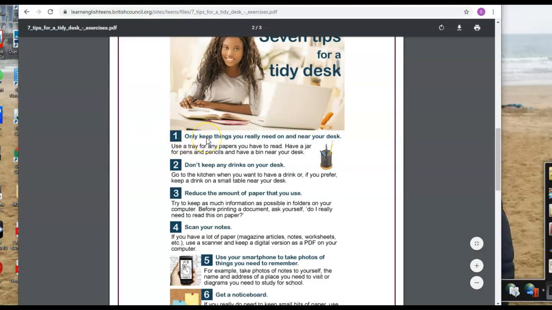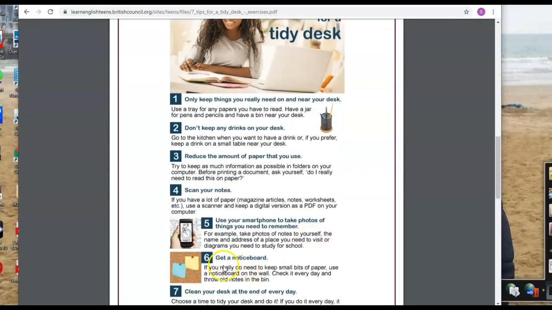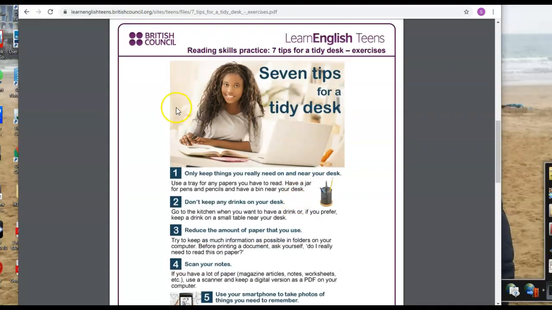It says keep. Here is don't keep, reduce, scan, use, get, clean. These are all verbs, and they are imperative verbs. They are like orders. Stand, sit, don't talk, don't eat. So they're like orders to tell you what to do.